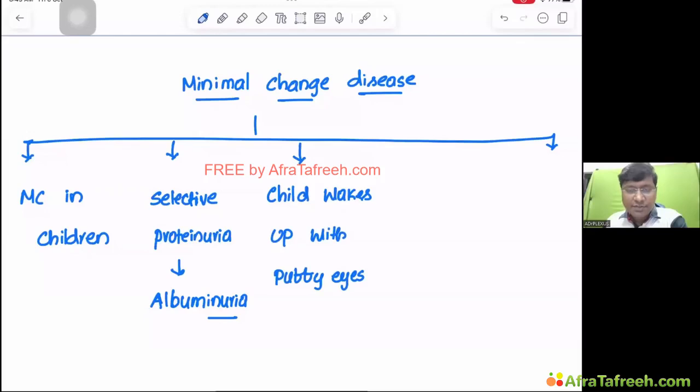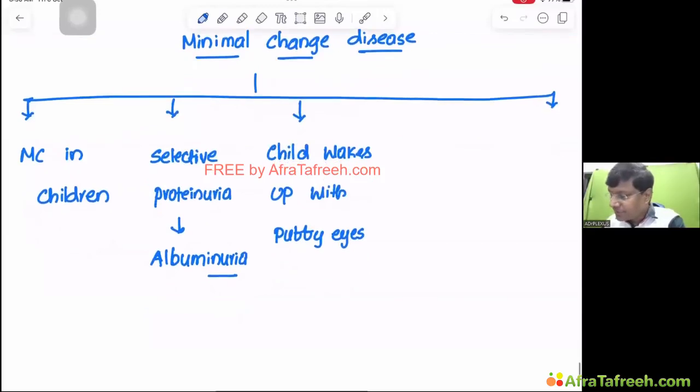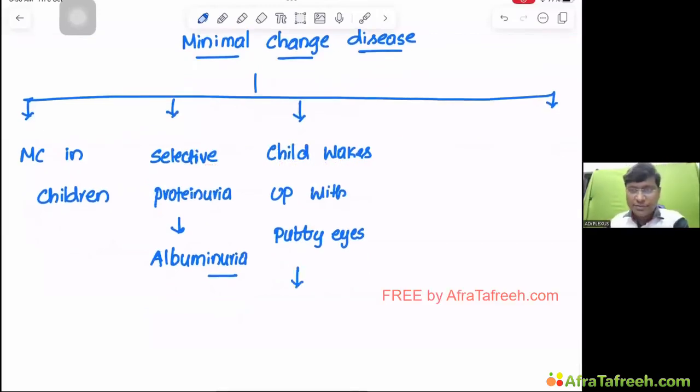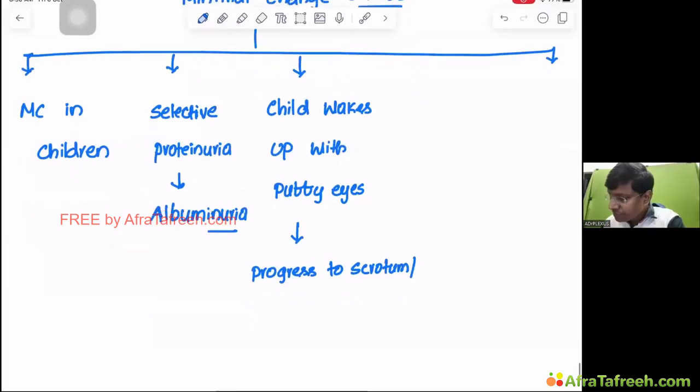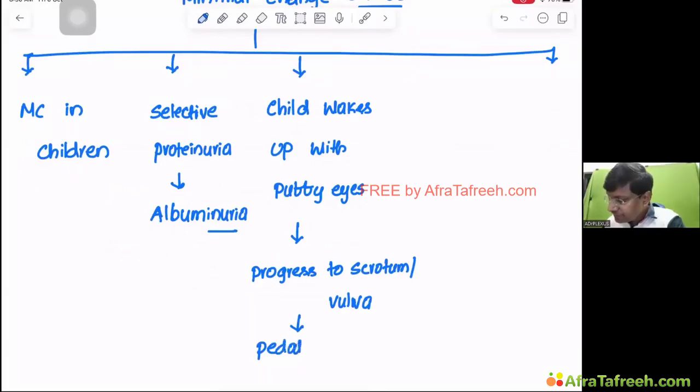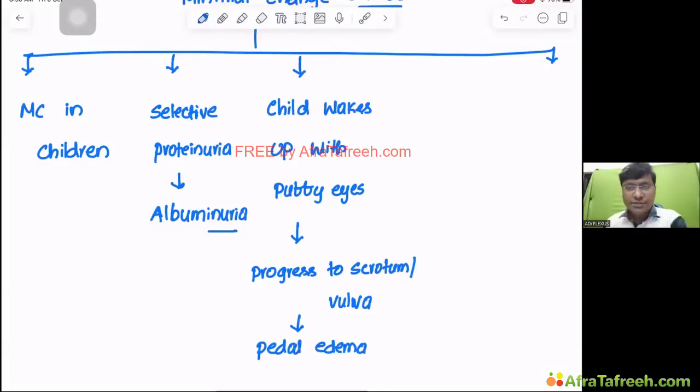Now, the edema will not be just confined to the periorbital area. The edema will slowly progress to the other parts of the body as well. So, the edema will progress to the scrotum in a boy, or to the vulva in girls. And from there, the edema will progress to the lower limbs, where there will be development of pedal edema. So this is the edema that you will have in patients with minimal change disease.